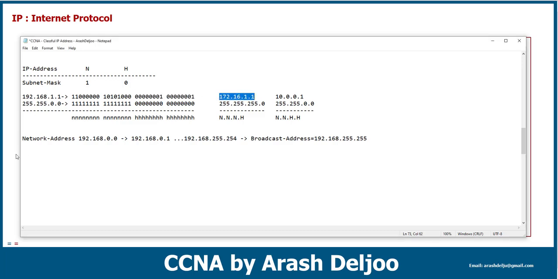For the second example, 172.16.11. For this IP address, if you want to find the network address, you need to use 0 in all of the host bits. Because of that, let me write it here. For the second example, the network address is 172.16.10.